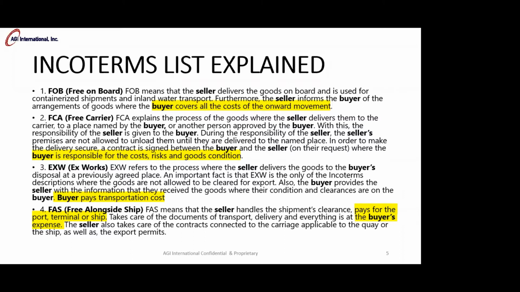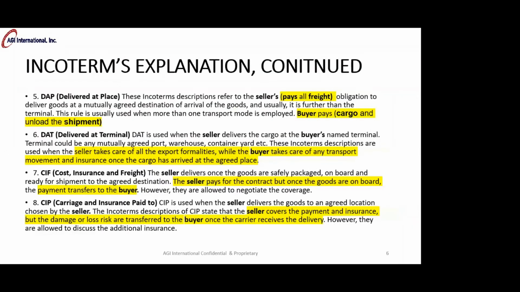All right. And I'm gonna go through some of these kind of quick. If you come back with answers or questions, we'll come back with the chat a little bit later. The FAS is free alongside ship. Haven't used this very much, but pays for the port and the terminal of shipment, the buyer at the buyer's expense. Again, some of these you will know, they're pretty common. Others you may not have heard of before because you don't use it or you haven't been the customer of someone who's using it. The DAP is delivery at place.